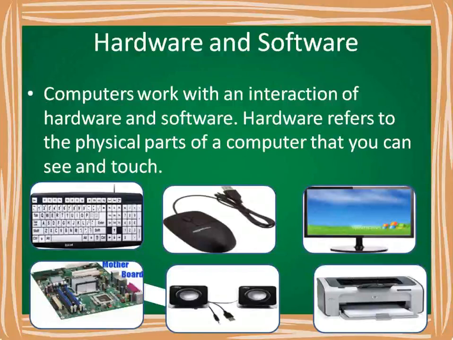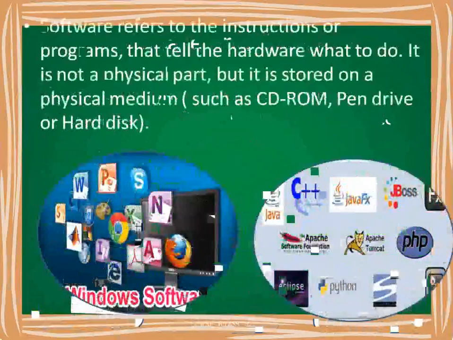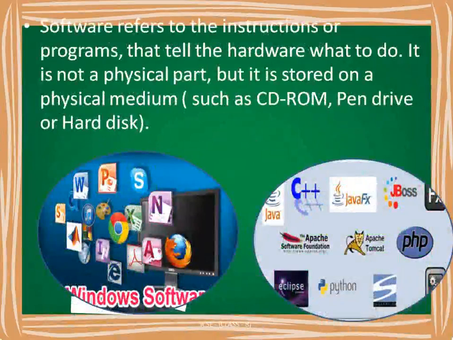Hardware refers to the physical parts of a computer that you can see and touch. The parts which you can see and which you can touch, that is all hardware. Some examples are given here: keyboard, mouse, monitor, printer, speakers, motherboard. All these parts we can see and we can touch, we can feel. So that is hardware. Next point comes software.